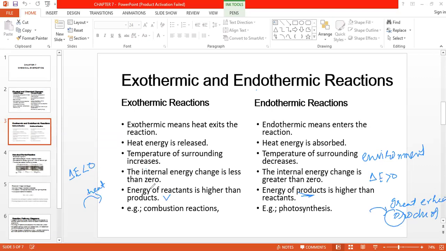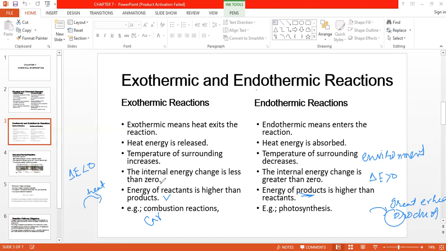Here are some examples, like a combustion reaction, for example burning. When combustion occurs in your car and you see that your car is heated up, you can say that it's an exothermic reaction. That's why heat is being produced, which is heating up your car. And photosynthesis: in photosynthesis, leaves absorb the energy from the sun to produce food. So it is an absorption process, so it will be an endothermic process.